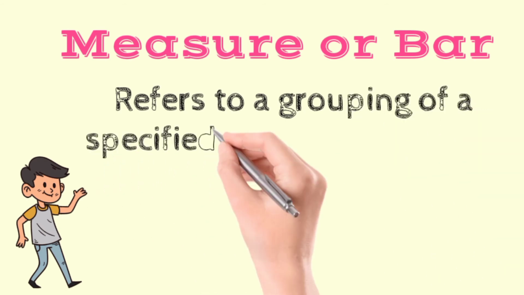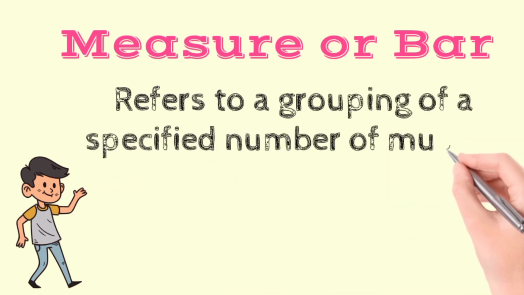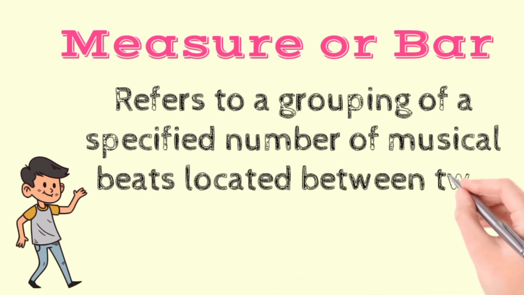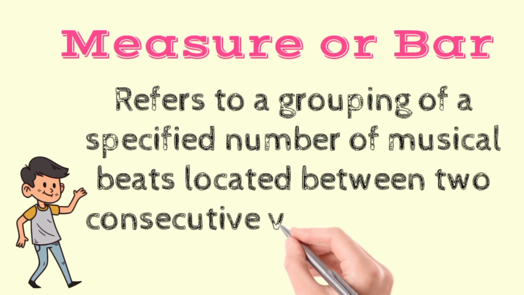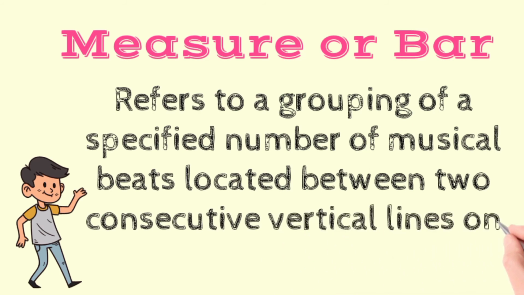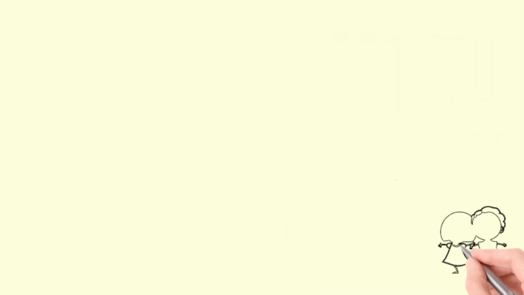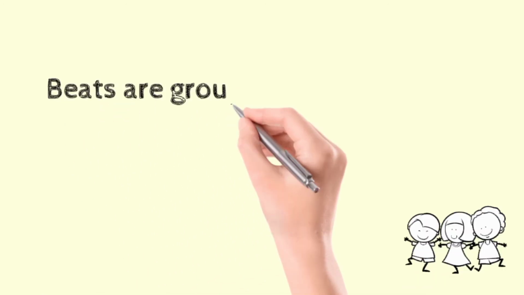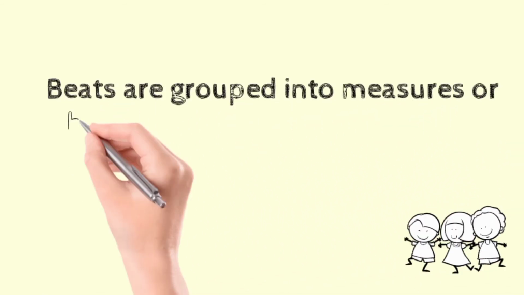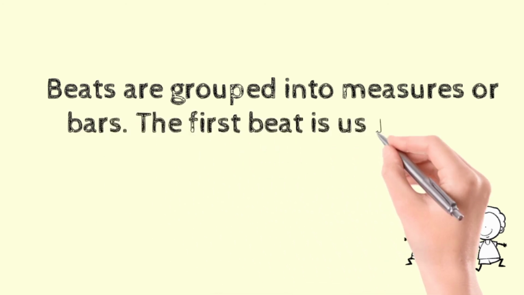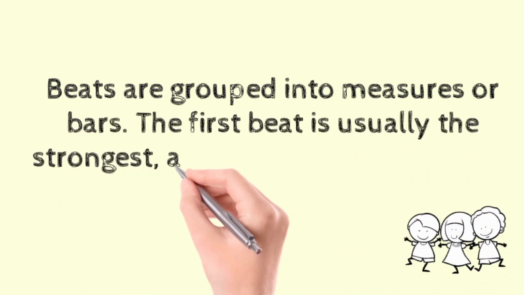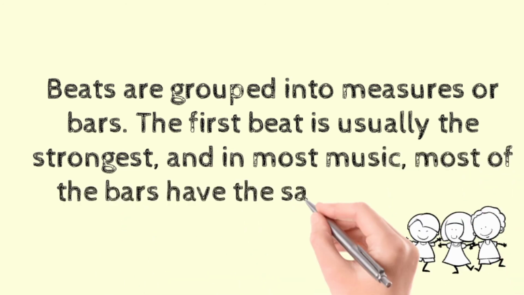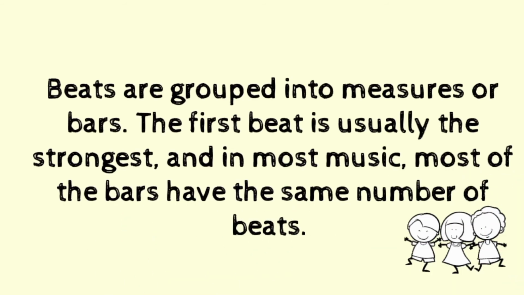Also, measure or bar. Measure or bar refers to a grouping of a specified number of musical beats located between two consecutive vertical lines on staff. Beats are grouped into measures or bars. The first beat is usually the strongest, and in most music, most of the bars have the same number of beats.